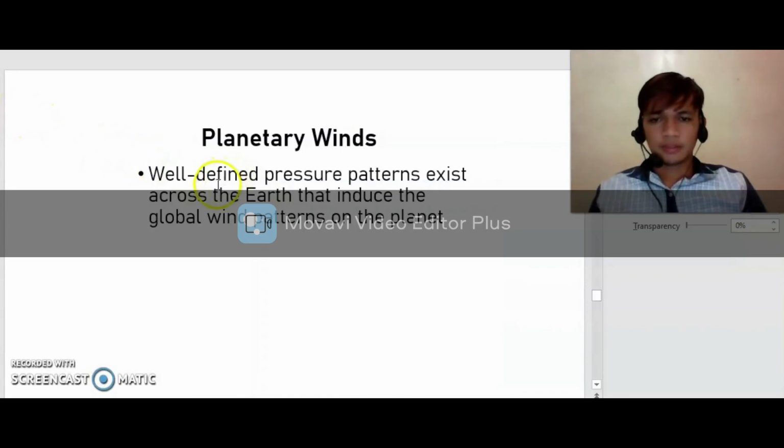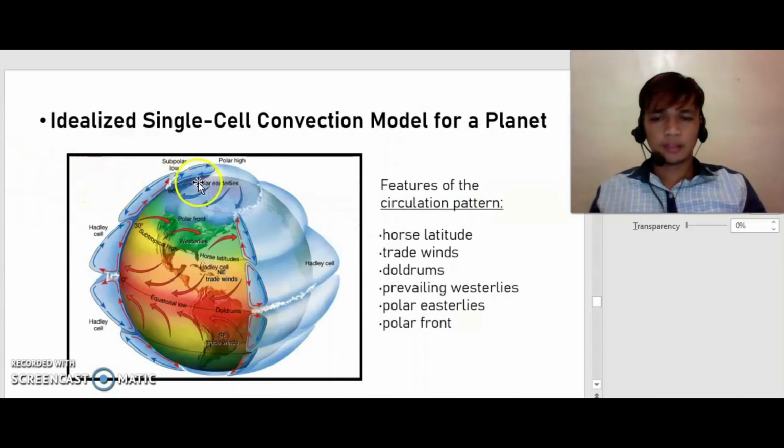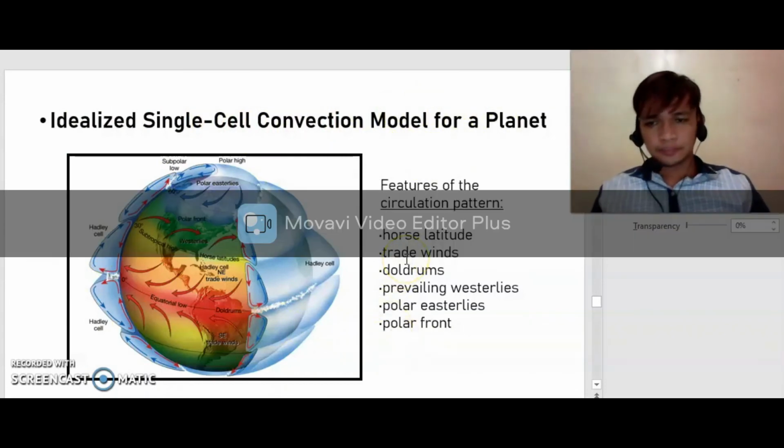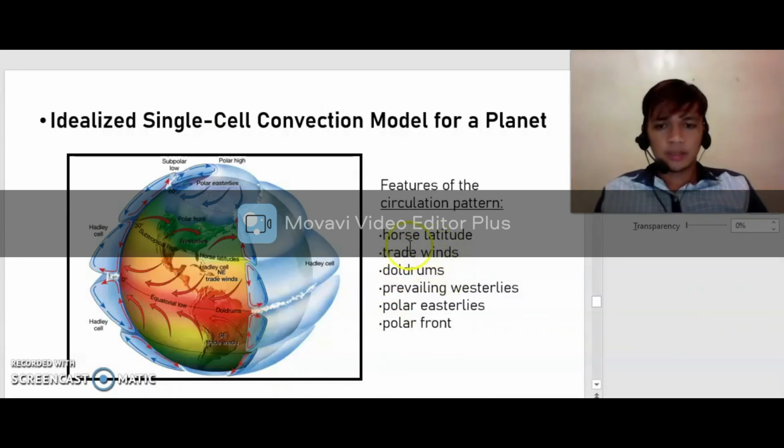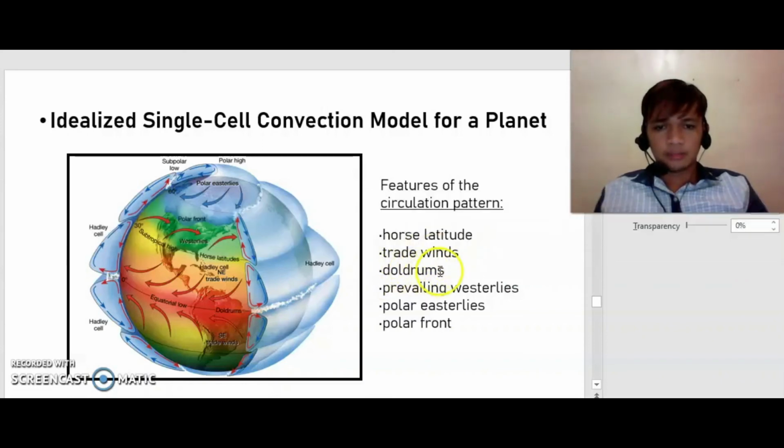So the planetary winds, these are well-defined pressure patterns that exist across the Earth that induce the global wind patterns on the planet. So this is an example of the planetary wind. This is what we call the idealized single cell convection model for a planet. No? This is just the ideal planetary wind. So the features of this circulation pattern are as follows: the horse latitude, trade winds, doldrums, prevailing westerlies, polar easterlies, and polar front.